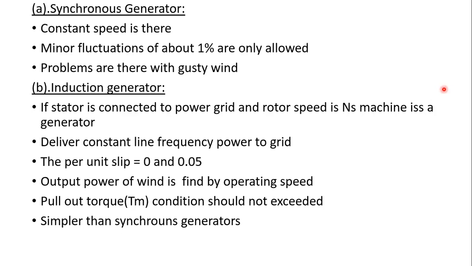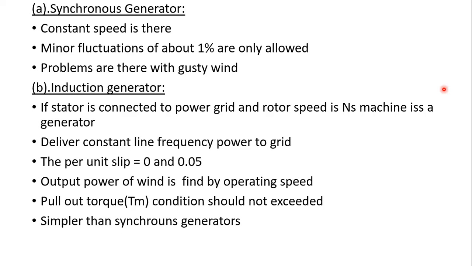These induction generators will be drawing their excitation from the grid, and this imposes reactive volt-amperes on the grid. As they draw their excitation from the grid, they impose reactive volt-amperes. So for this problem, we can use static capacitors to overcome it. If you use static capacitors, this excitation drawing from the grid will be stopped.